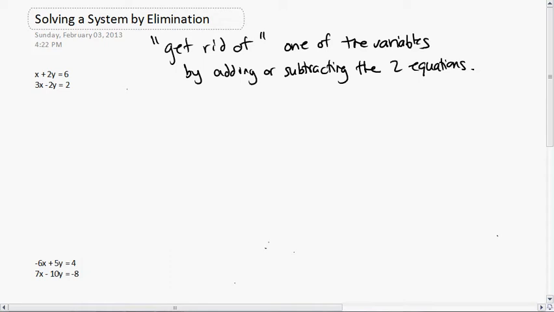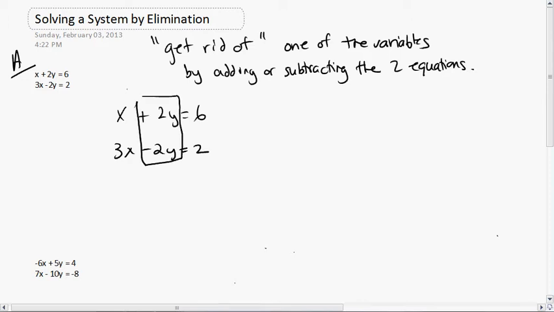If you take a look at that first set A, x plus 2y equals 6 and 3x minus 2y equals 2, you'll probably notice that when I add them together, those y terms are going to cancel out. They have the same coefficient. They both have 2's, but one's positive and one's negative. So let's do that. Let's add the 2 equations together.